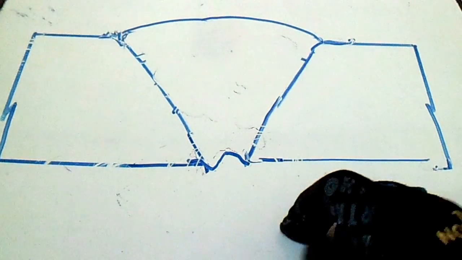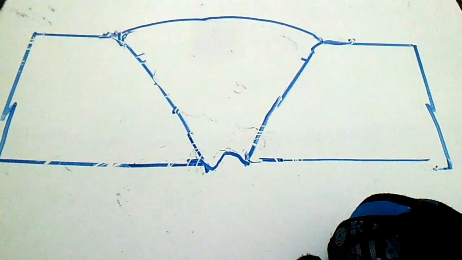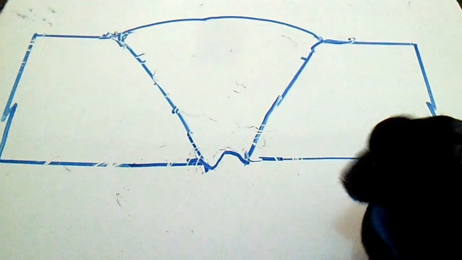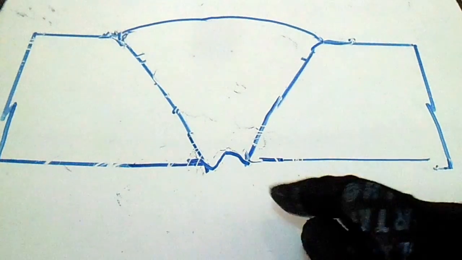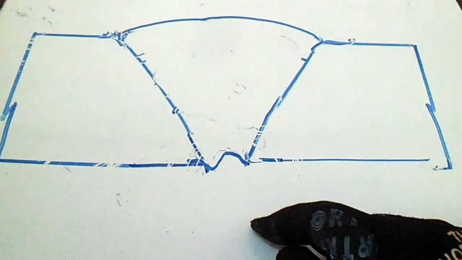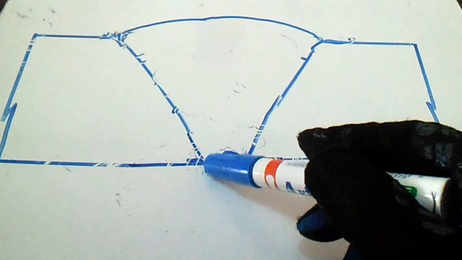so this is a hole oxidation, okay, on the root bead, in the root bead. So this is a burn through. So this is a burn through.